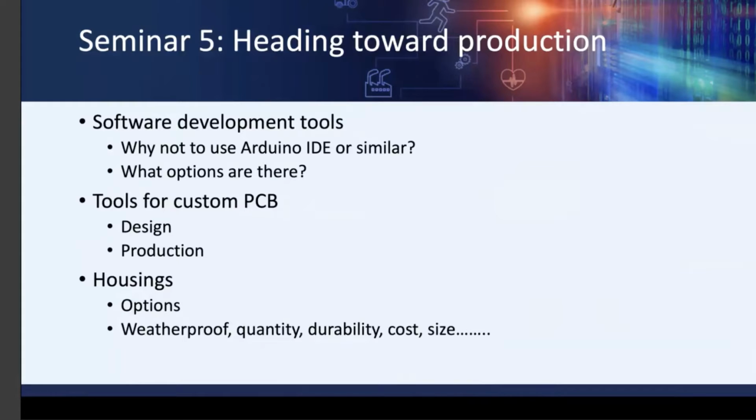But to get to the point where something is a saleable, marketable, reliable product, and reliable gets a big underline, we need to have some other tools. To get to the point of production, we need good development tools for the software, designed for production software, and I'll talk a little bit about why things like the Arduino IDE aren't really that suitable for it.